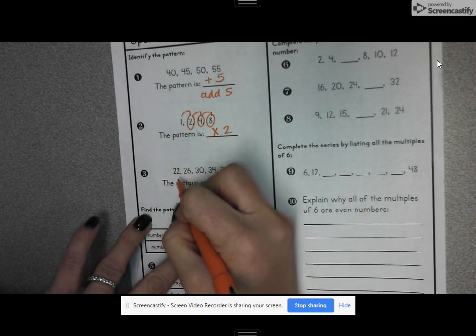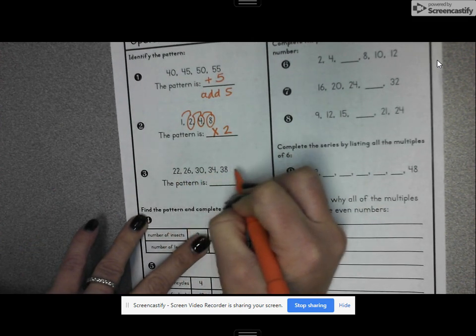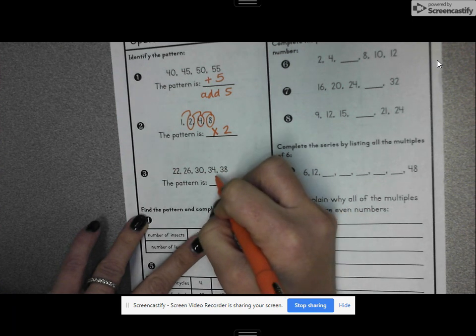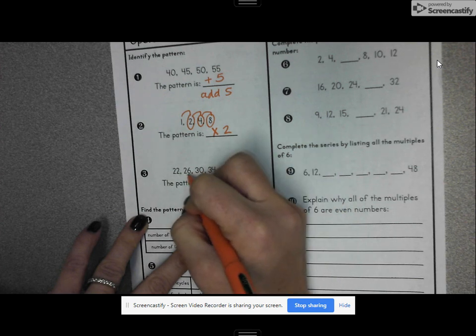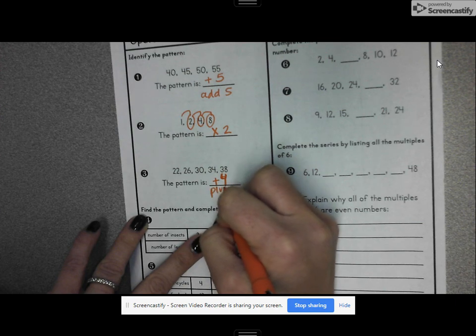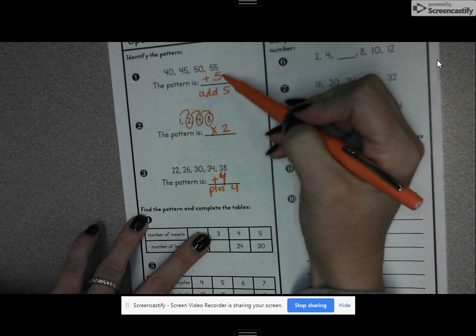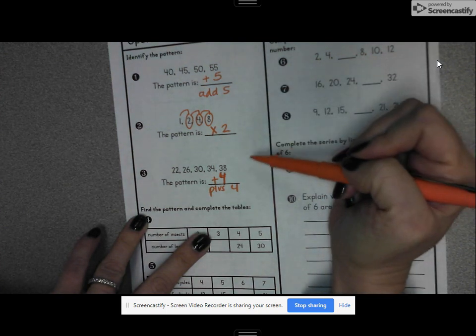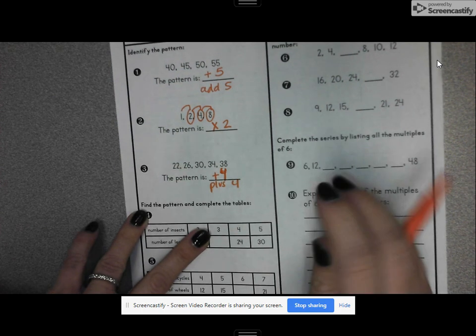And then this one here, we have 22, 26, 30, 34, 38. So this time, from 22 to 26, we're adding 4. From 26 to 30, we're adding 4. So this is another plus 4. So they just have to figure out, am I adding that number every time, like skip counting, or am I actually multiplying by something there?